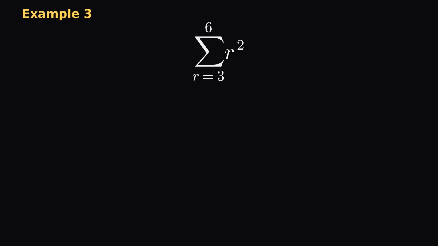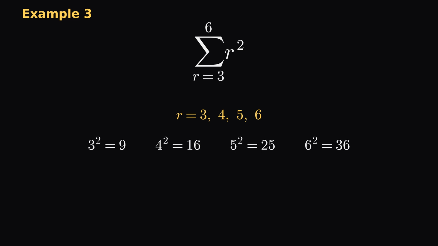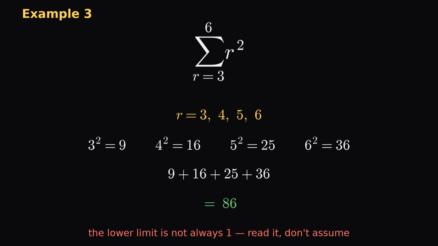Example 3. And here's the thing to watch. Evaluate the sum from r equals 3 to 6 of r squared. The lower limit is not 1 this time, it's 3. So we start at r equals 3. 3 squared is 9. 4 squared is 16. 5 squared is 25. 6 squared is 36. 9 plus 16 plus 25 plus 36 is 86. Read the bottom limit. Don't assume it's 1.